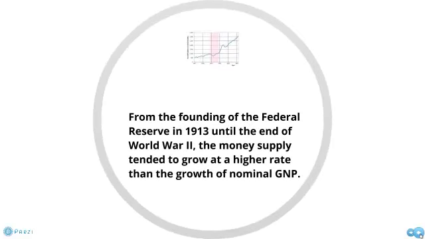From the founding of the Federal Reserve in 1913 until the end of World War II, the money supply tended to grow at a higher rate than the growth of nominal GNP. From 1946 to 1980, nominal GNP tended to grow at a higher rate than the growth of the money supply, an indication that the public reduced its money balances relative to income. Until 1986, money balances grew relative to income. Since then, they have declined relative to income.